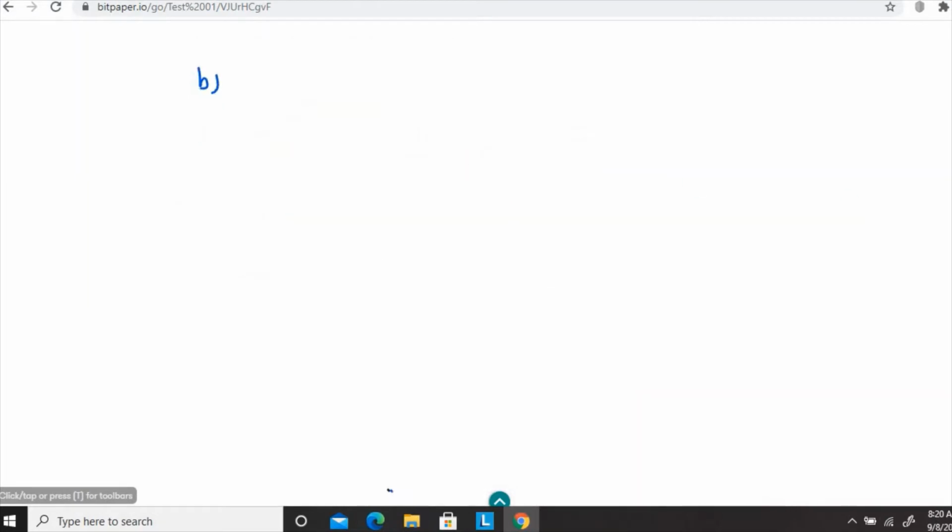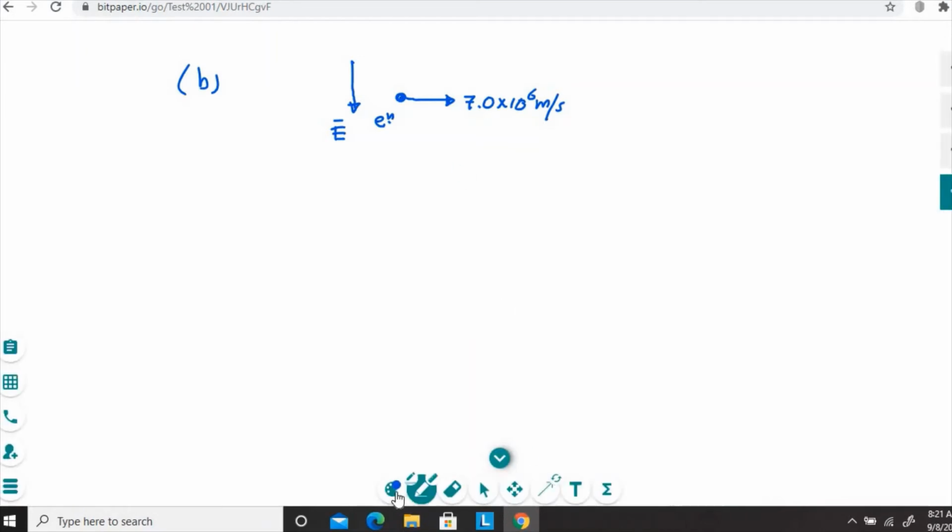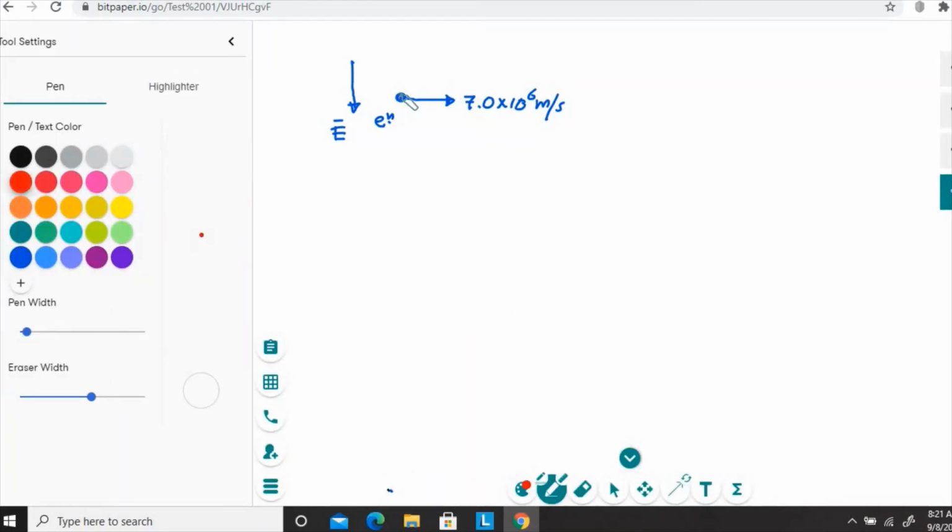So part B, the electric field is downward. So that's the electric field. And then the electron here has a horizontal velocity of 7.0 times 10 to the power 6 meters per second, but there's an acceleration acting perpendicular to the direction of velocity. So let me show that acceleration in a different color. So this is the direction of acceleration now.